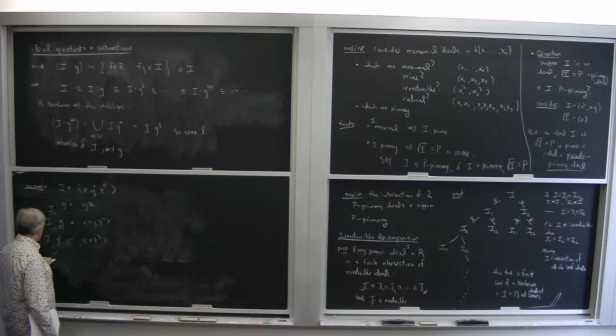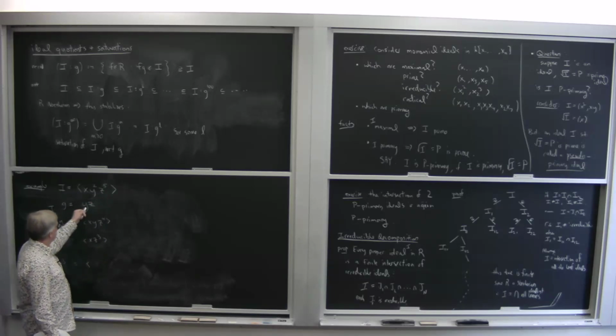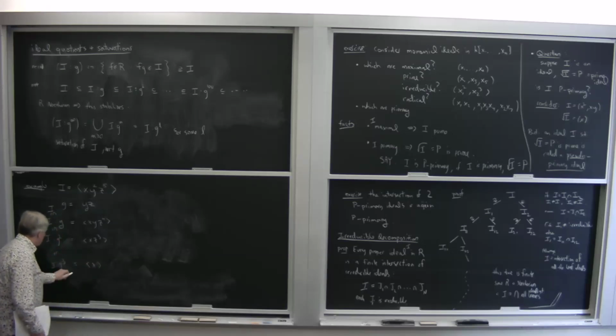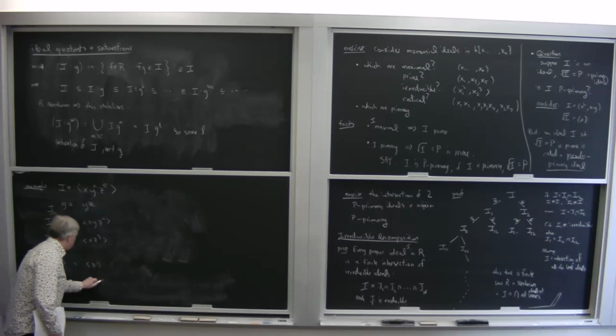And now can I keep going further? What if I do I colon G cubed? What is it? Anyone want to say? Yeah, just X. And then actually this is all the same. So this is equal to I colon G infinity.